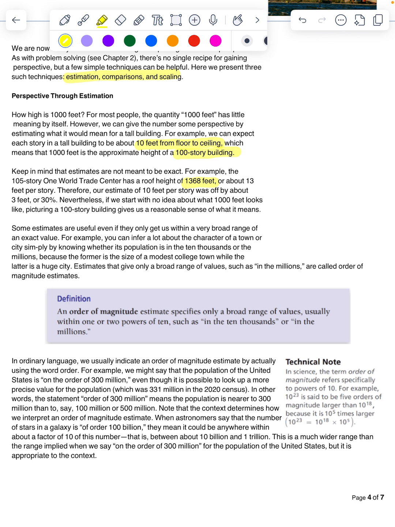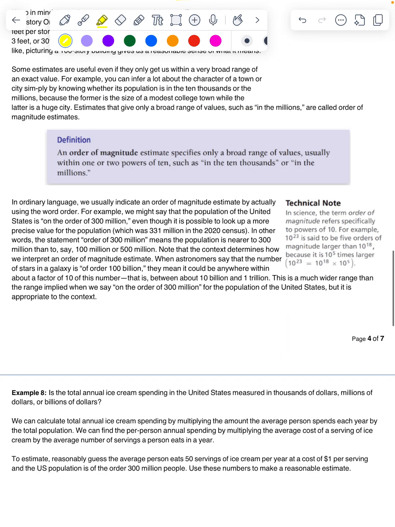For example, you can infer a lot about the character of a town or city simply by knowing whether its population is in the 10,000s or in the millions, because the former is the size of a modest college town whereas the latter is a huge city. So estimates that only give a broad range of values, like in the millions, are called order of magnitude estimates. In ordinary language, we usually indicate an order of magnitude estimate by actually using the word order.